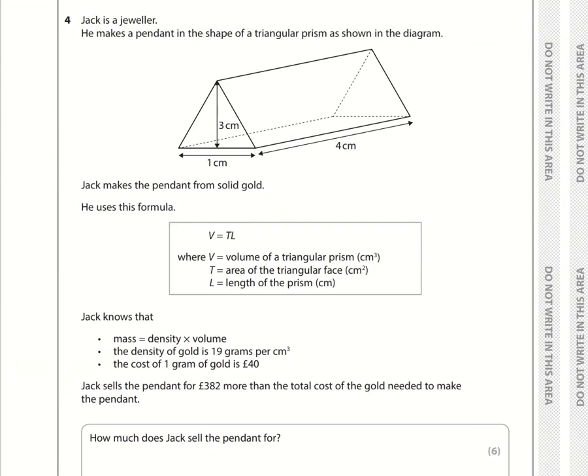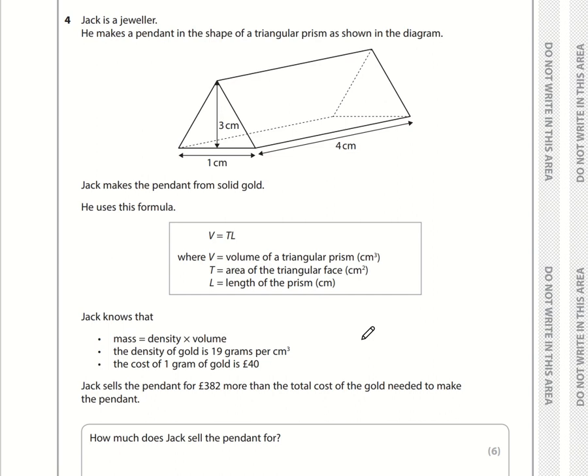Jack's a jeweller. He makes a pendant in the shape of a triangular prism as shown in the diagram. Jack makes the pendant from solid gold. He uses the formula V equals TL, where T is the area of this triangular face and L is the length in centimetres. And he knows that mass is density times volume. The density of gold is 9 grams per cubic centimetre. The cost of 1 gram of gold is £40. Jack sells the pendant for £382 more than the total cost of the gold needed to make the pendant. So how much does Jack sell the pendant for?